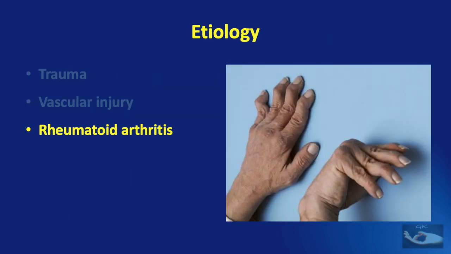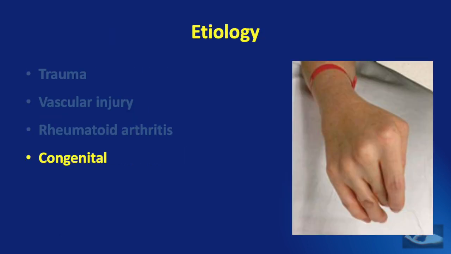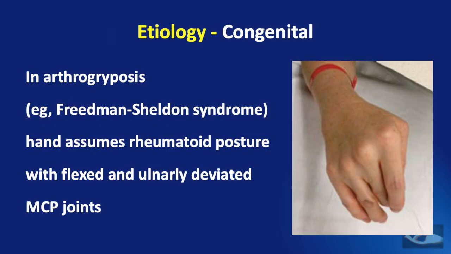In rheumatoid arthritis too, intrinsic tightness and intrinsic contractures can occur. The resulting swan neck deformity can occur due to adhesions, muscle spasm from local inflammation or contracture from decreased movements. In some congenital conditions like Freeman-Sheldon syndrome, the hand assumes a rheumatoid posture with flexed and ulnarly deviated metacarpophalangeal joints.